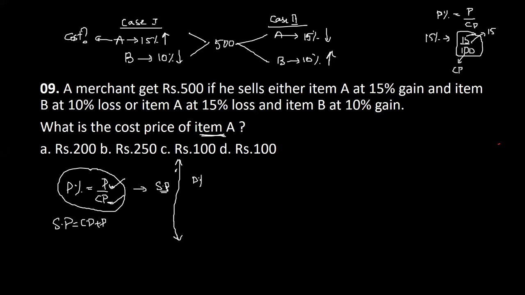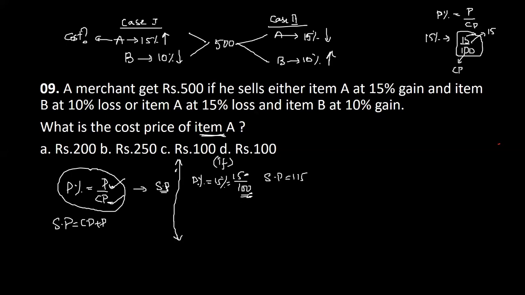So in this case, when you say the profit percentage is 15%, that is 15 by 100. That means if you are selling the product A, if the cost price of product A is 100, and the profit is 15 rupees, then the selling price will be 115. Students, I'm saying if it is 100, the selling price is 115.